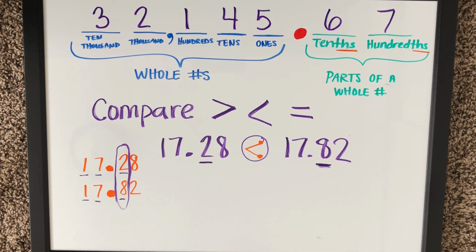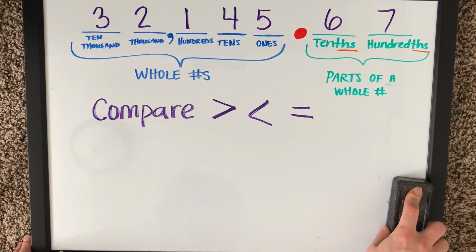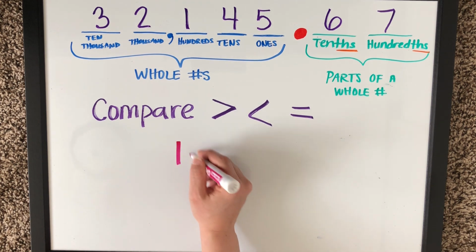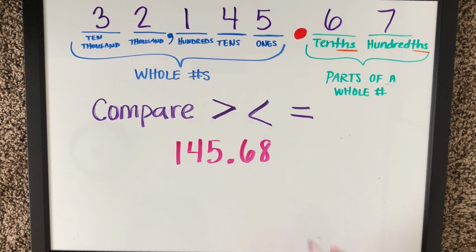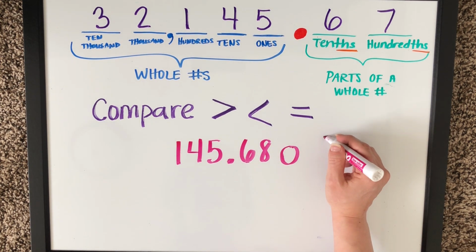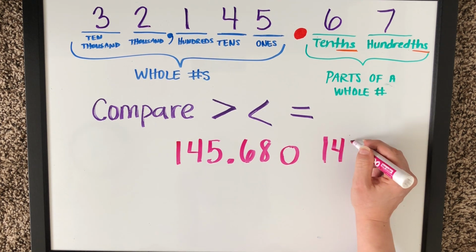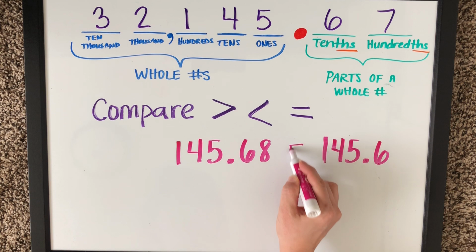In some cases, you might have numbers that don't have the same amount of place values. What if I had 145 and 68 hundredths, and we're comparing that to 145 and 6 tenths? We still have to line up these numbers. Place value by place value.